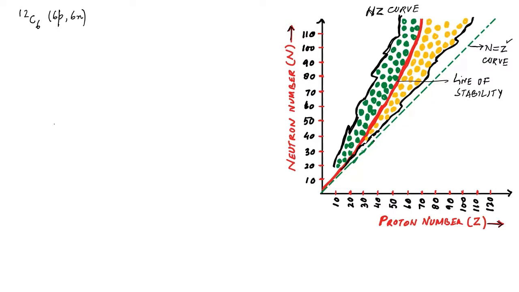So if we look at 6 protons and 6 neutrons, the number of Z and the number of N are equal, so this carbon-12 nucleus is going to land on this N equals Z curve. Similarly, if we see nitrogen-14, we have 7 protons and 7 neutrons. This is also going to be on the N equals Z curve. So these are all stable nuclei.